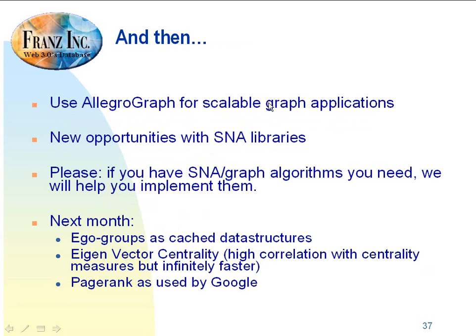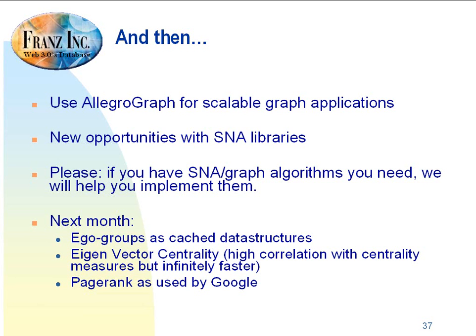So AllegroGraph is a Triplestore that will allow you to do scalable graph applications. You can do all kinds of new things with our social network analysis libraries. I'm not saying that what we have right now is perfect, especially if you have measures like closeness centrality and betweenness centrality. Then you do so many shortest paths, especially in bigger groups, that we're still working on making those very efficient on a large group.